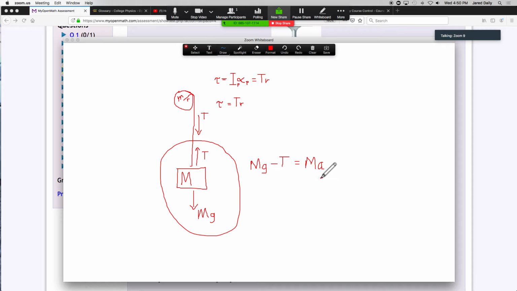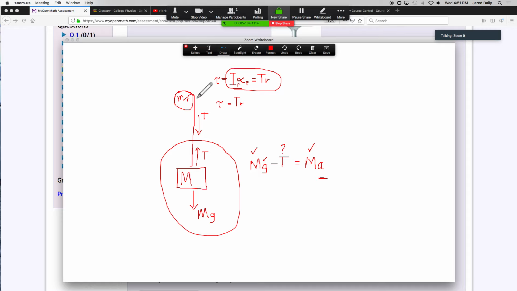Now, this is what they want us to solve for: the acceleration. We know the big mass, and we know the little g. We don't know this acceleration. We also don't know what the tension is in this equation. But we do know some other things up here, so let's figure out this equation up here really quick.